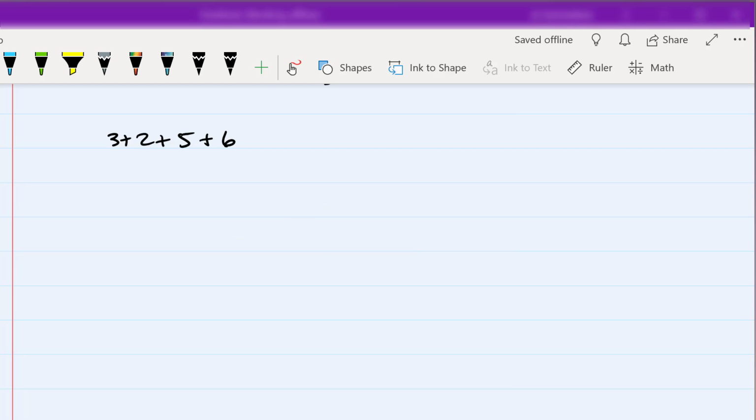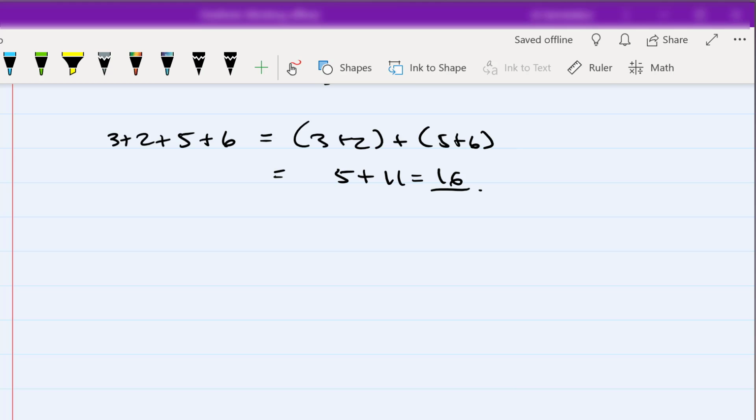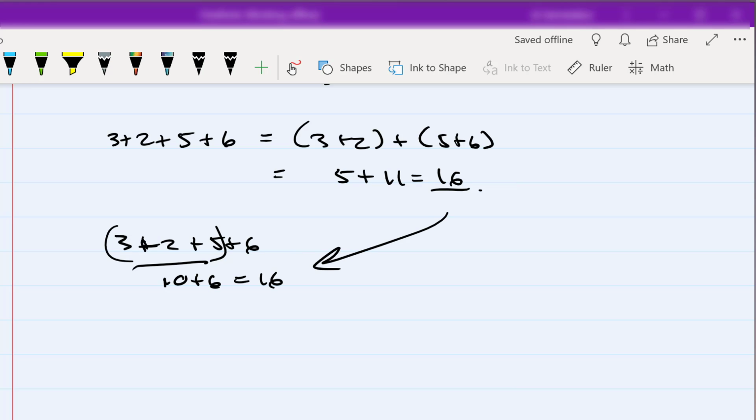For the associative property of addition, if we have 3 plus 2 plus 5 plus 6, we can write 3 plus 2, plus 5 plus 6, which is just 5 plus 11, which is 16. Or we can have 3 plus 2 plus 5 plus 6. We can add 3 plus 2 plus 5 first, which is 5 plus 5 is 10, plus 6, which is 16. Both give the same answer.